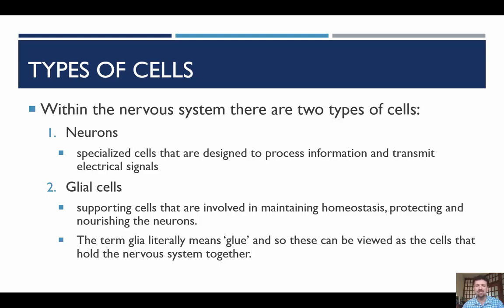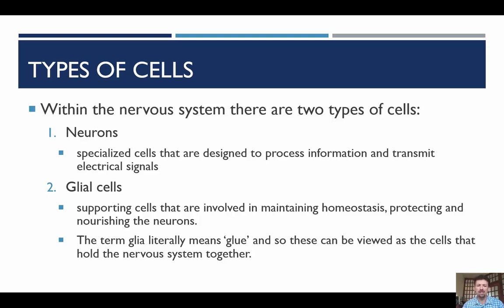Now within the nervous system, we have two types of cells. Previously, I would have mentioned to you the typical nerve cells, which we'll now refer to as neurons. And I would have indicated that there are about 85 to 86 billion neurons in your nervous system. And these are specialized cells that are designed to process information and to transmit that information as electrical signals that allow your body to function.